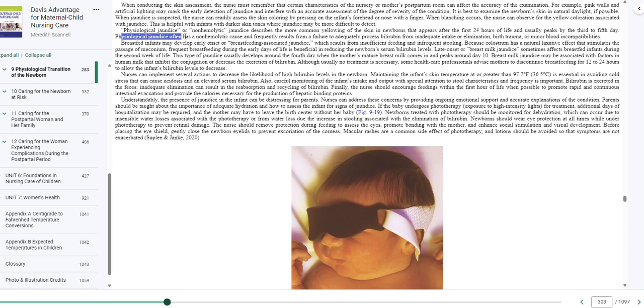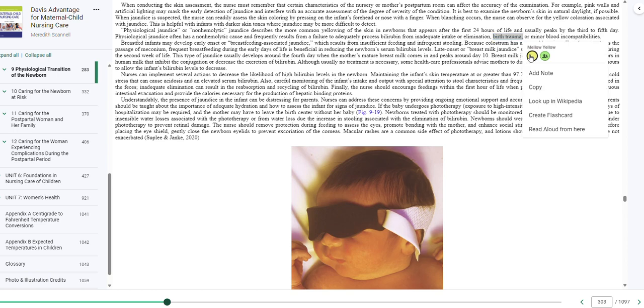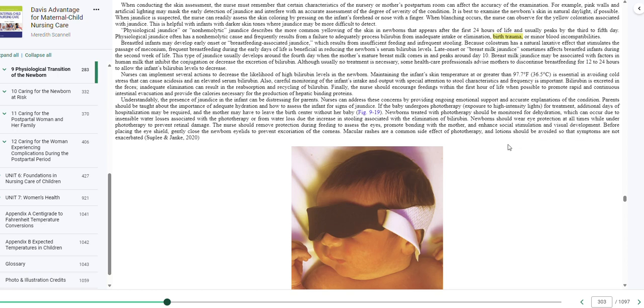It says physiological jaundice often has a non-hemolytic cause and frequently results from a failure to adequately process bilirubin, from inadequate intake or elimination, birth trauma, or minor blood incompatibilities. Okay? So the key word is birth trauma. When a baby is bruised, that blood under the skin can cause bilirubin to form. Hence, you get a jaundiced baby. Okay, the icterus comes out. All right.